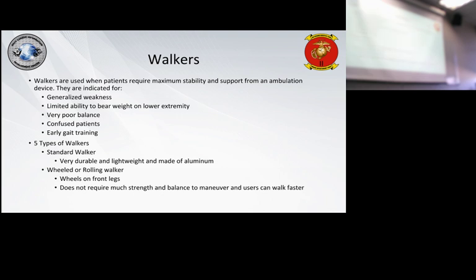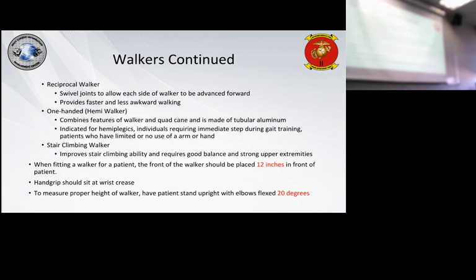Walkers are used when patients require maximum stability and support from an ambulation device. Indicated for general weakness, limited ability to bear weight on a lower extremity, poor balance, confusion, early gait training. Five types of walkers: standard, wheeled or rolling, reciprocal, one-handed, also called the hemi walker, and stair climbing walker.